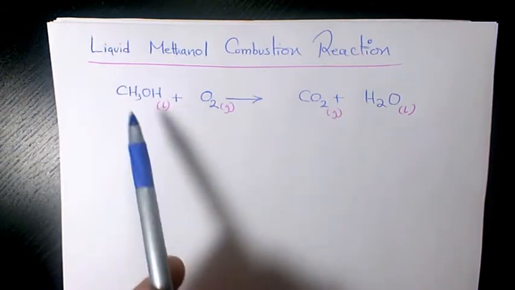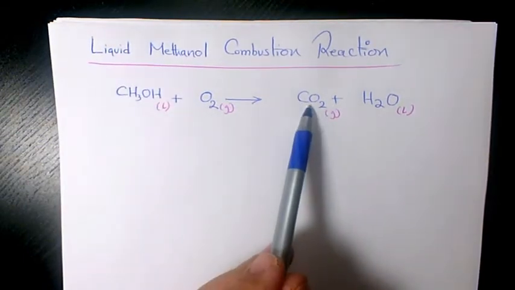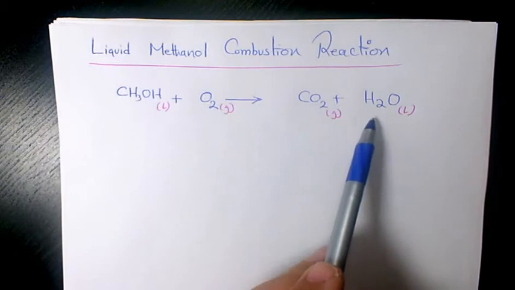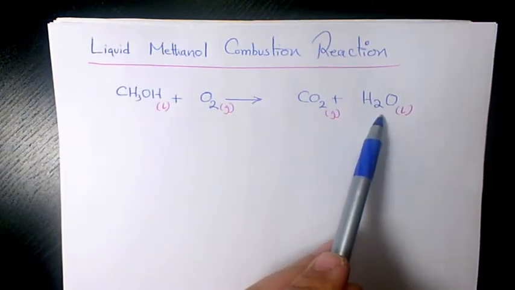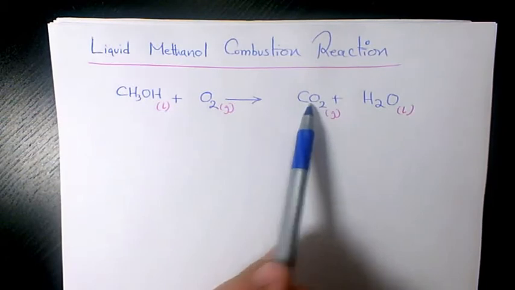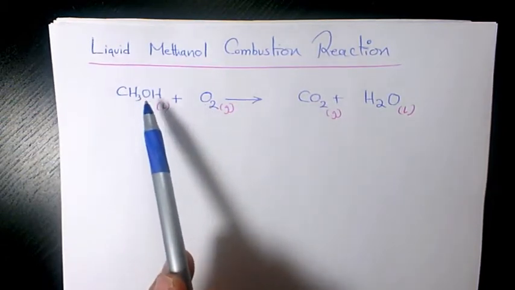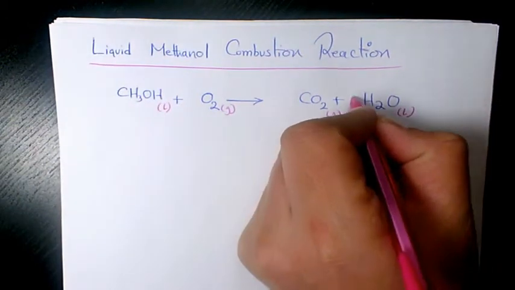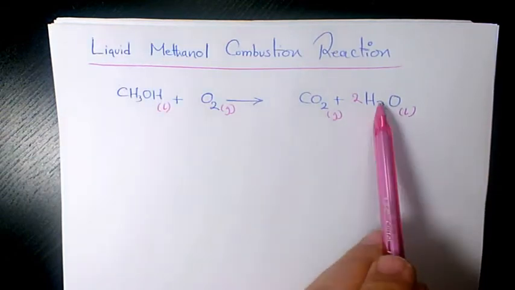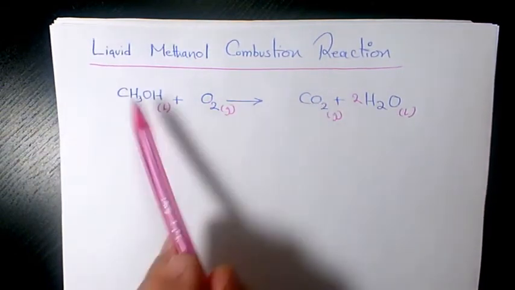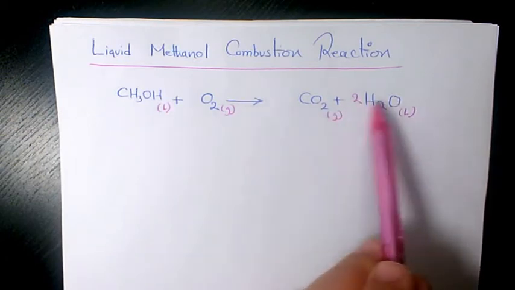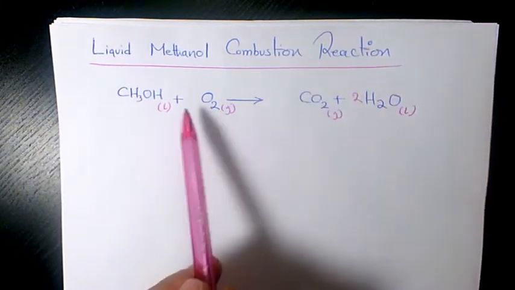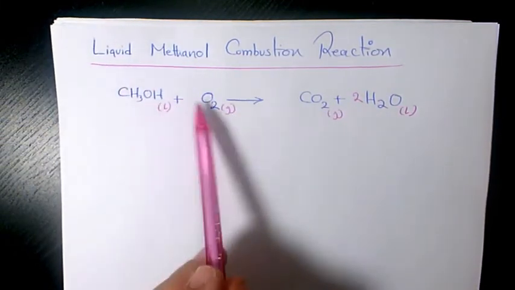This side we have one carbon and this side we have one carbon. This side we have 4 hydrogens and this side we have 2 hydrogens. This side we have 3 oxygen, this side we have 3 oxygen. Since we have 4 hydrogens here and 2 hydrogens here, if I put 2 in here, let's see what happens. Now the hydrogens are balanced. Carbons are balanced. What about the oxygen? We have 2 oxygen here and 2 oxygen here, so we have 4 in total on the product side, but on the reactant side we have 1 and 2, which is 3.